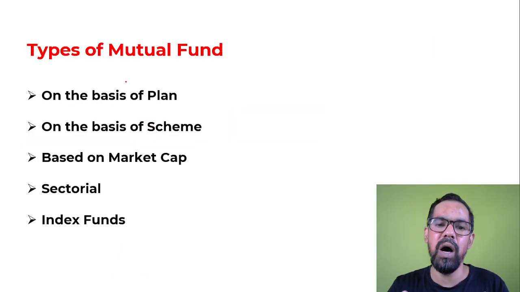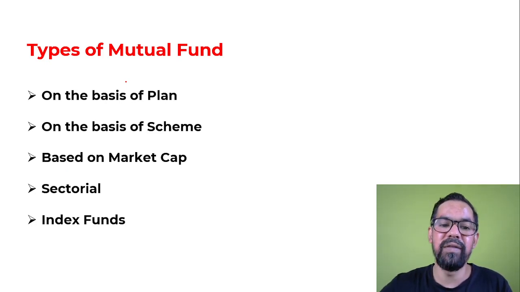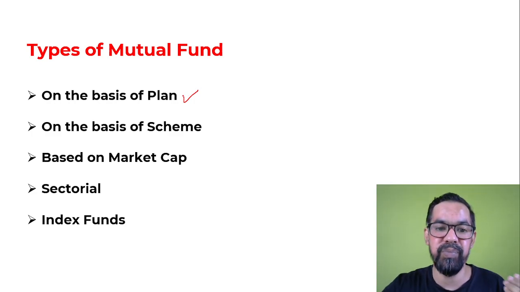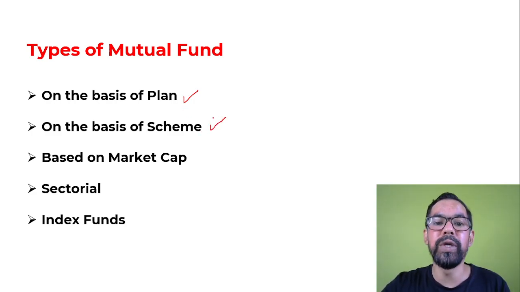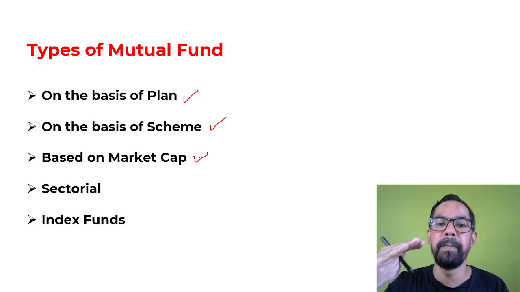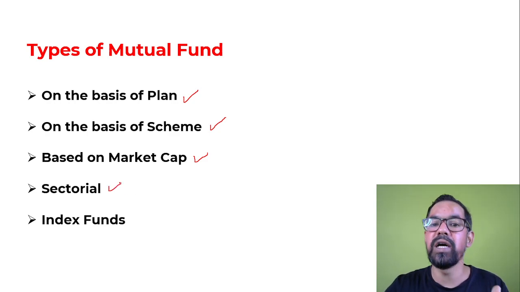Now in this video, we are going to talk about the different types of mutual funds. On the basis of plan, we have open-ended, close-ended, and interval. On the basis of scheme, we have equity, debt and hybrid funds. On the basis of market capitalization, we have three types: small cap, mid cap, and large cap. The next one is sectorial funds.